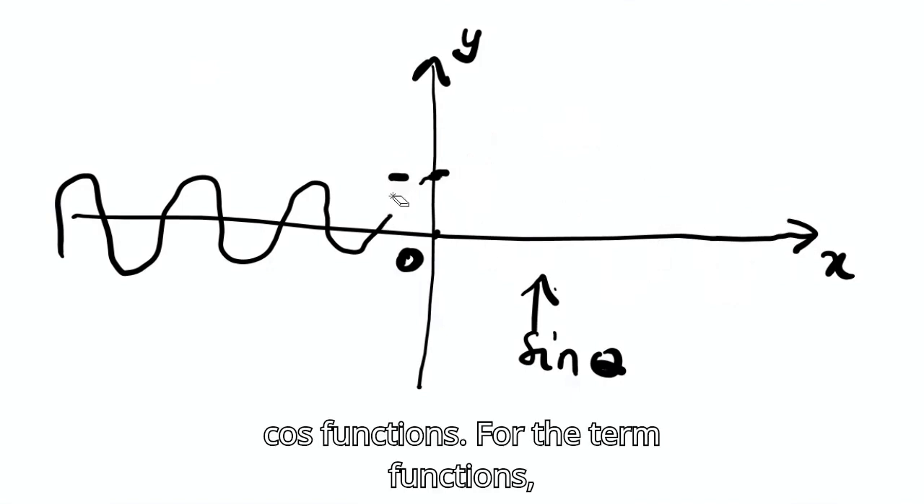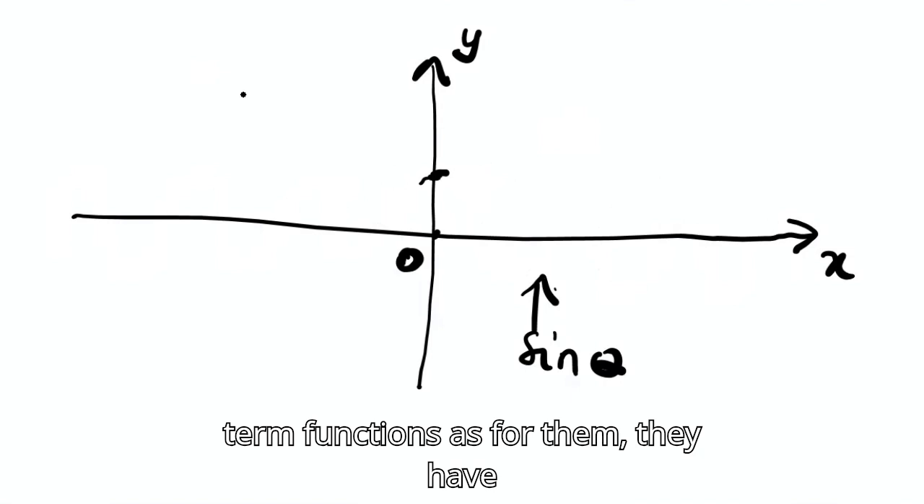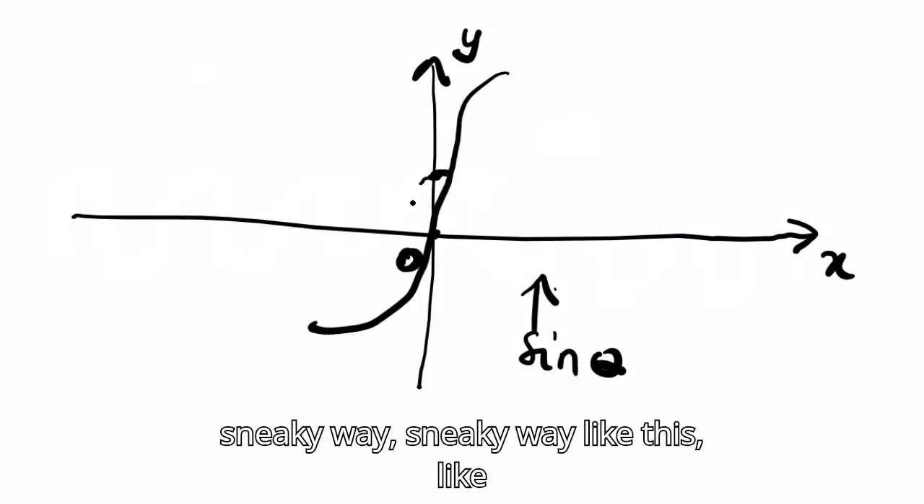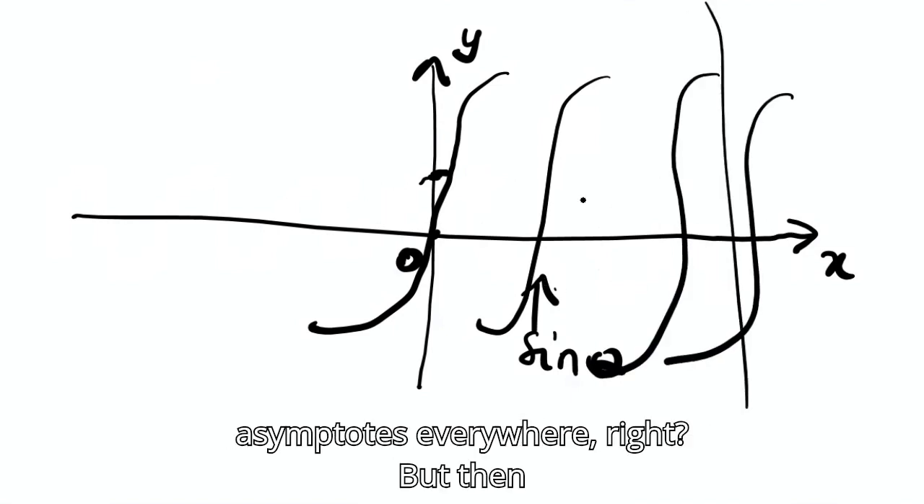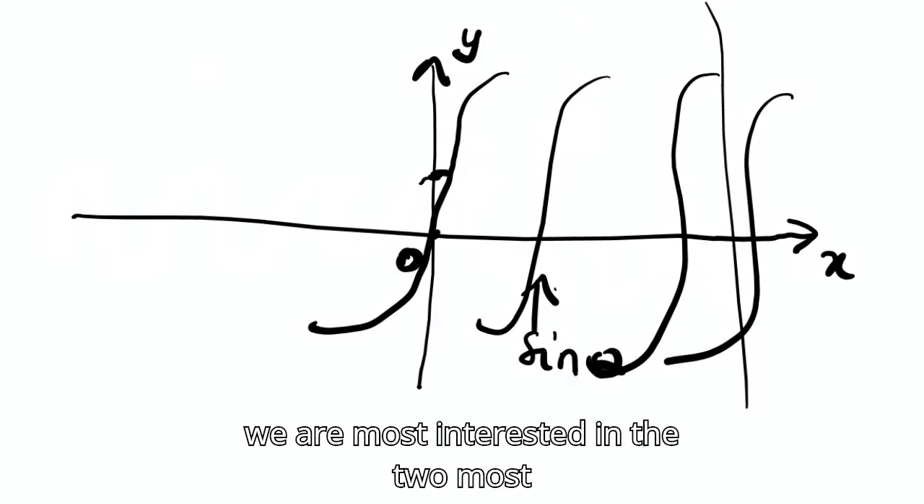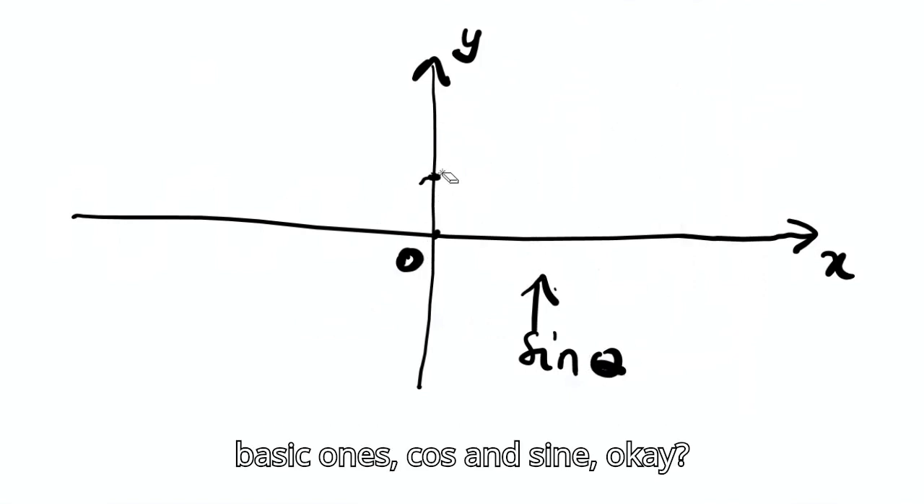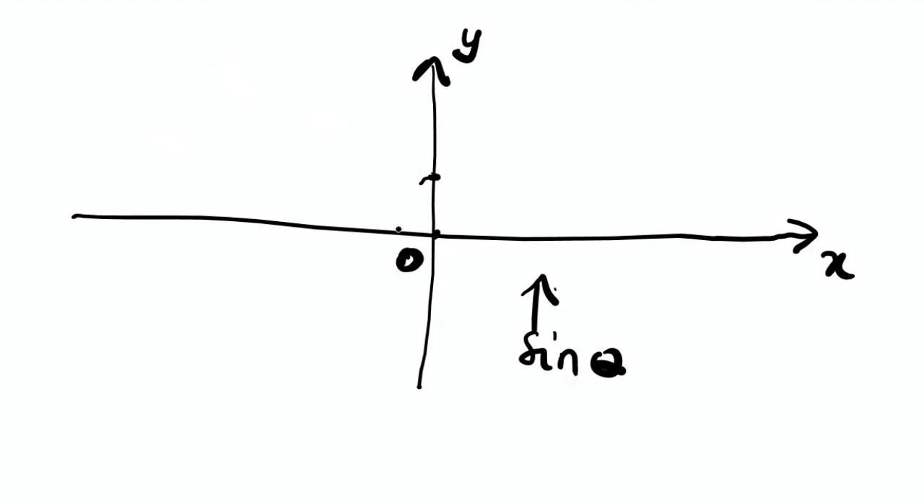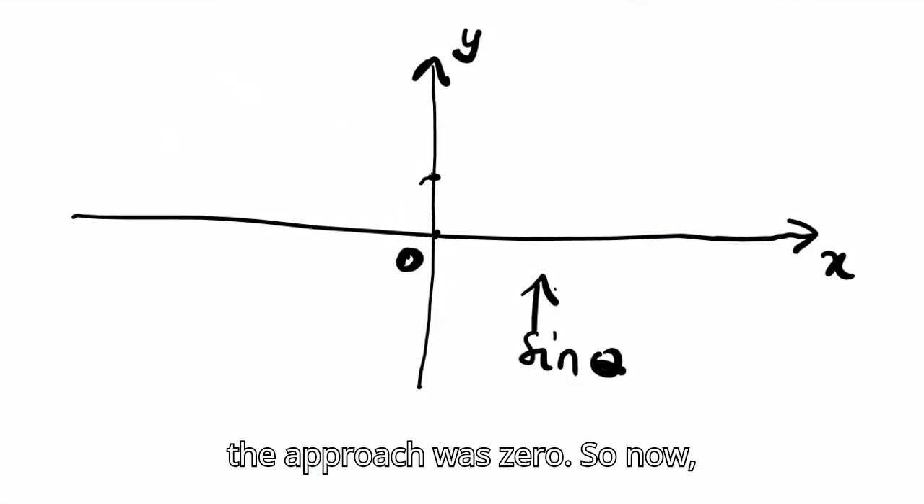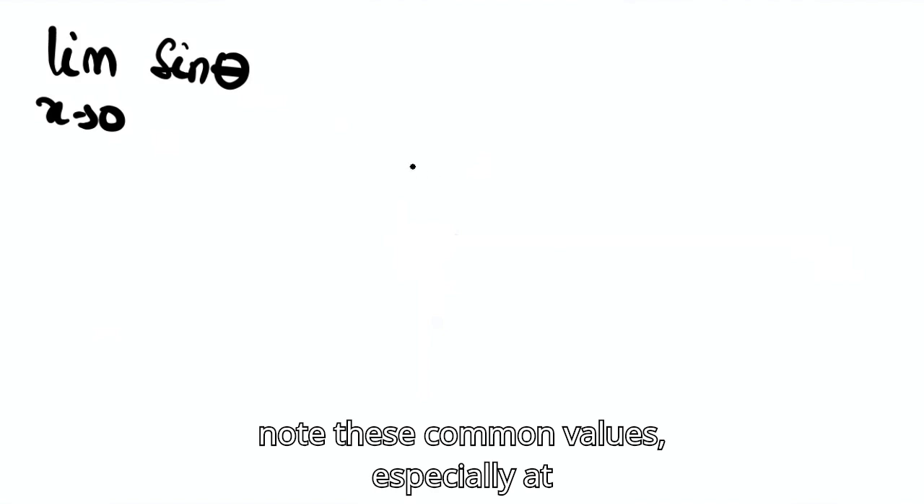For the tan functions, they have asymptotes mostly, so they appear in a snaky way like this going forward infinitely, and they have asymptotes everywhere. But we are most interested in the two most basic ones, cos and sine. So that's how they look in graph. And I say mostly they appear as they approach zero. So let me say limit as x approaches zero of this particular function sine theta. Know these common values, especially at zero.